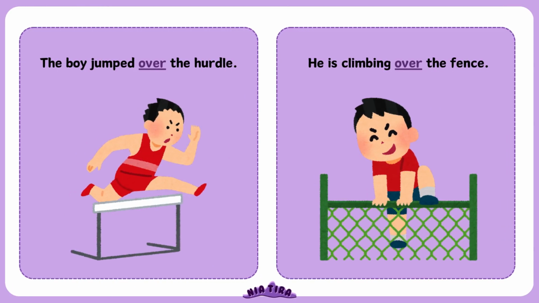The boy jumped over the hurdle. In this sentence, the preposition over indicates the direction and path of the boy's jump relative to the hurdle. It specifies that the boy's movement was such that he passed above the hurdle, from one side to the other. He is climbing over the fence. In this sentence, the preposition over indicates movement from one side of the fence to the other, typically involving going up one side and down the other.